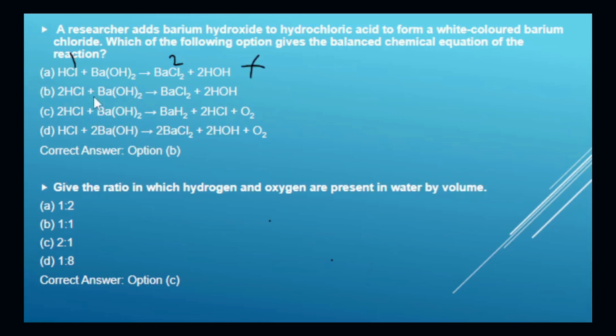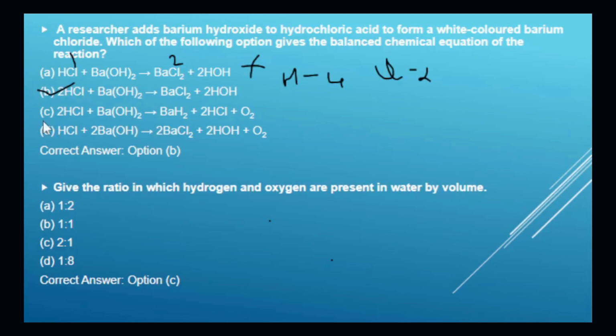Next, let's check the second option. So here, hydrogen is 2 plus 2, 4 on the reactant side. Let me write here, hydrogen is 4. It is balanced. Chlorine is 2. Here also it's 2. Chlorine also is balanced. Then barium is 1. Barium is 1. Balanced. Oxygen is 2. Oxygen is 2. Alright, so that is also balanced. So B will be our correct answer.